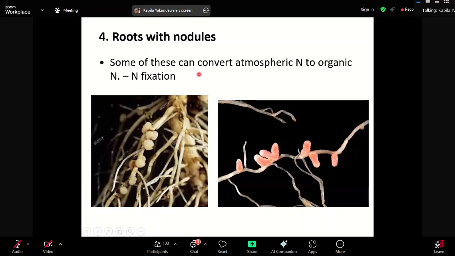Then leguminous plants, they form root nodules, and these root nodules can fix atmospheric nitrogen into organic nitrogen. So in leguminous plants, or now the family is called Fabaceae, their roots produce nodules, and these nodules are capable of converting nitrogen into organic nitrogen.